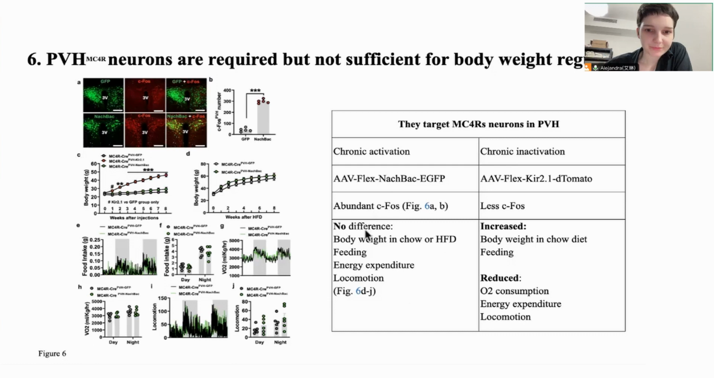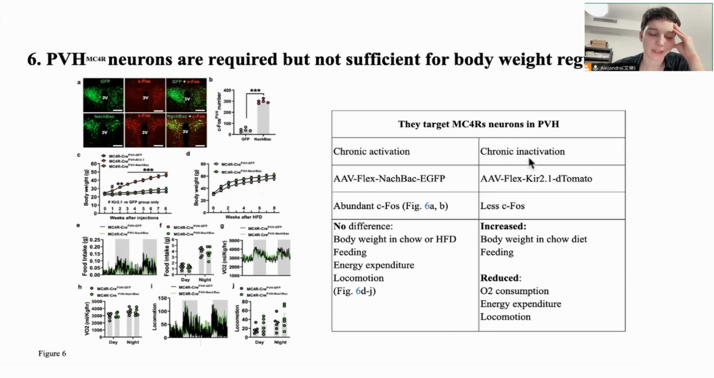Then when they measured in the in vivo experiment for the chronic activation, they found no significant difference in body weight on chow or high-fat diet. What would this data be in here? They also couldn't find change in feeding or energy expenditure, as well as locomotor activity.